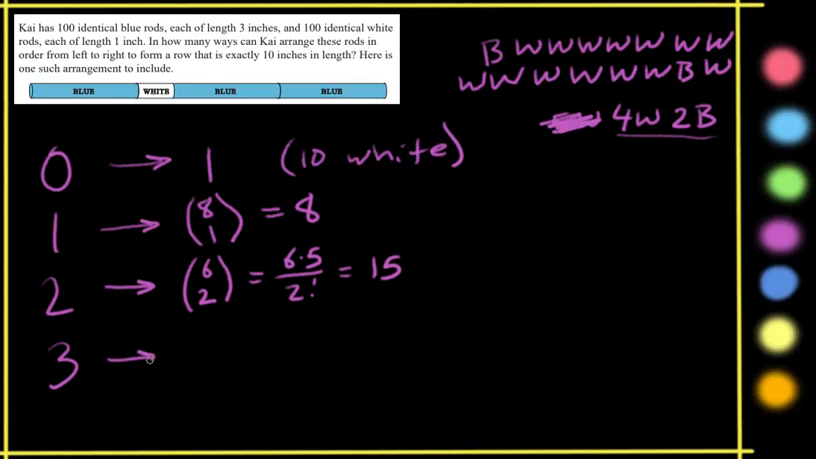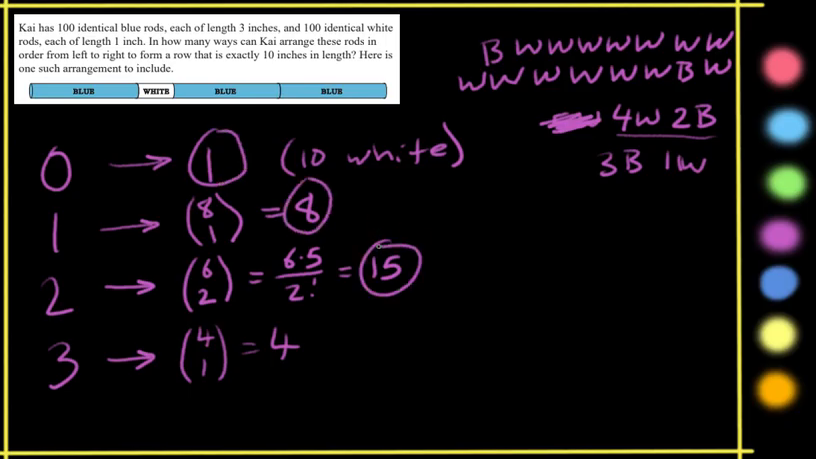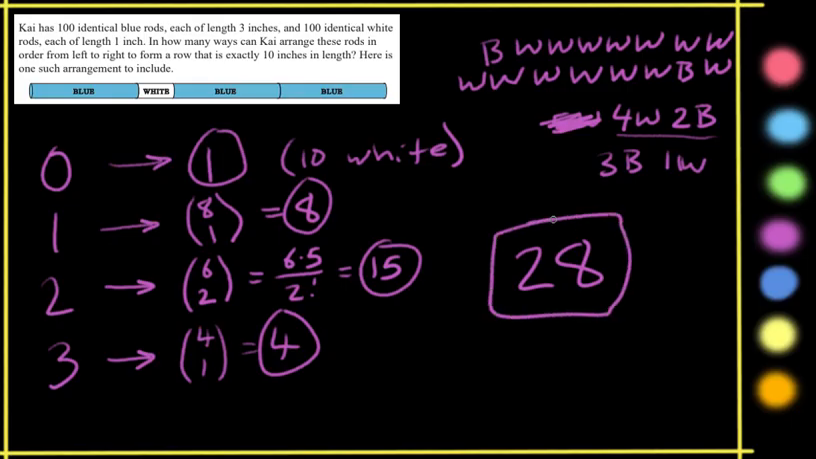And then the case where there's 3 blue, we have 3 blue and 1 white for a total of 4. We're choosing one of them to be blue, so that's just going to be 4. So altogether we have 1 plus 8 plus 15 plus 4. 12 plus 16 is 28 different ways. So that's that one. We've only got 2 left. These 2 are pretty tricky.